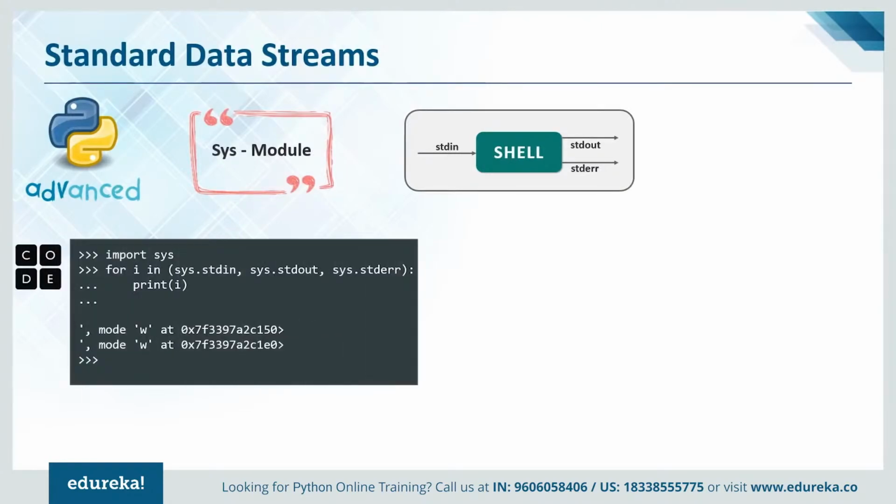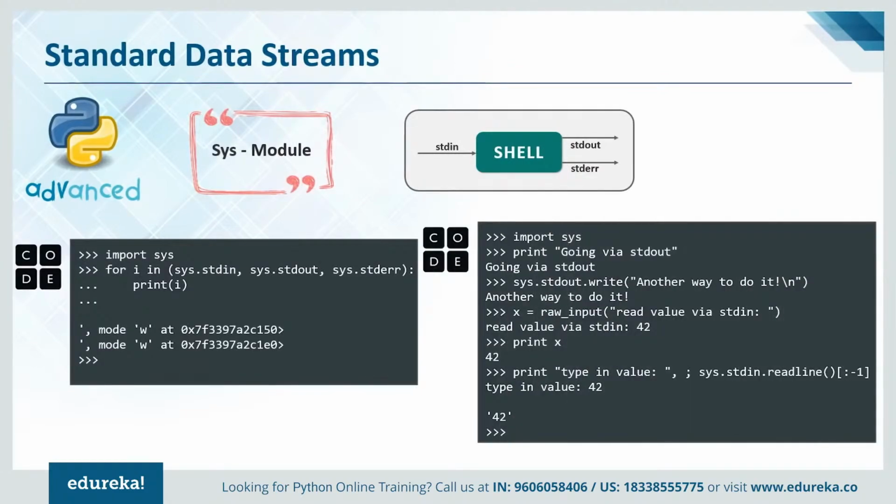These streams can be accessed from Python via the objects of the sys module with the same names. Basically, we'll be using sys.stdin, sys.stdout, and sys.stderr. Pretty simple, right? This next example illustrates the use of standard data streams. So we have imported sys and we're printing, going via stdout. Then we have stdout.write, which says another way to do it. Again, print it. Then we have x is equal to raw_input, which says read value via stdin.